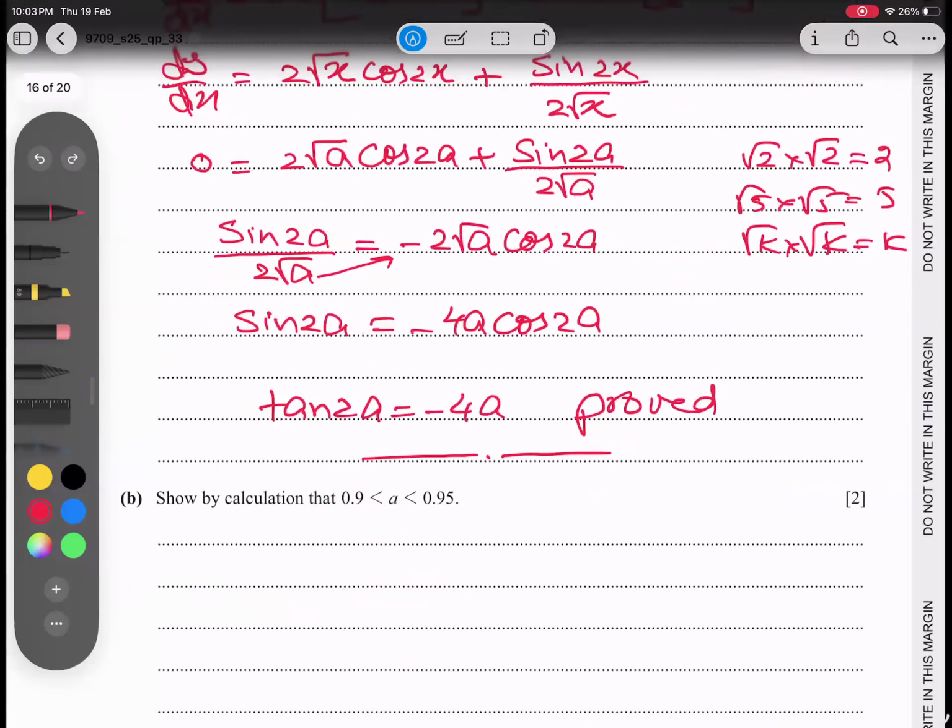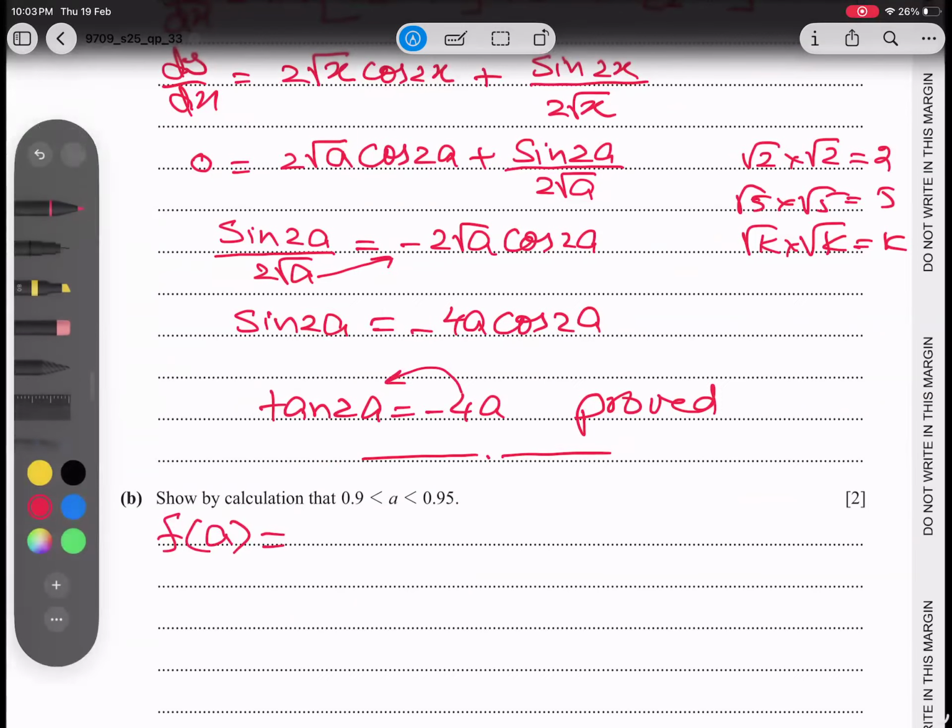He's saying by calculation prove that a lies between these two values. We have two options: either bring 4a here, or bring 2 tan to the other side and label this function and give it the name f of a. I bring 4a to this side. So students, what to do onwards? So tan 2A plus 4a.